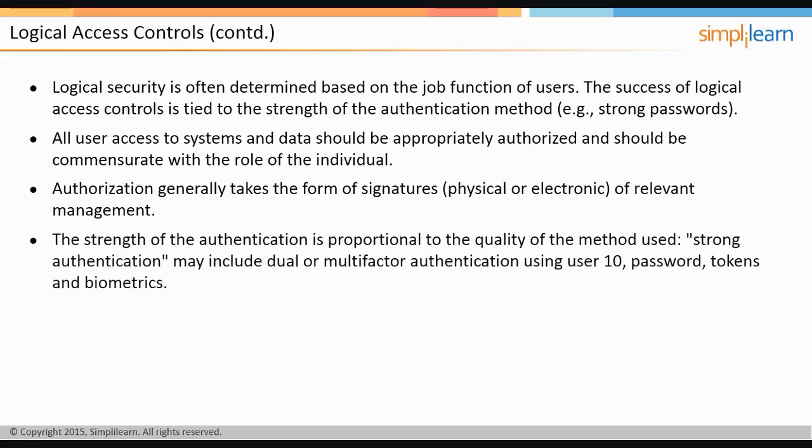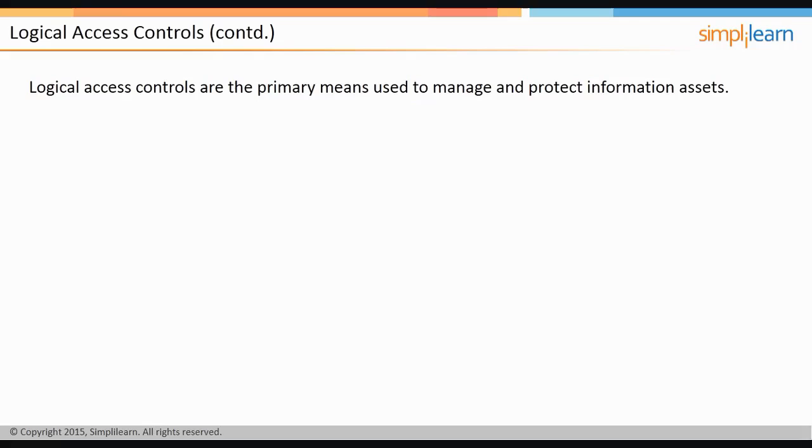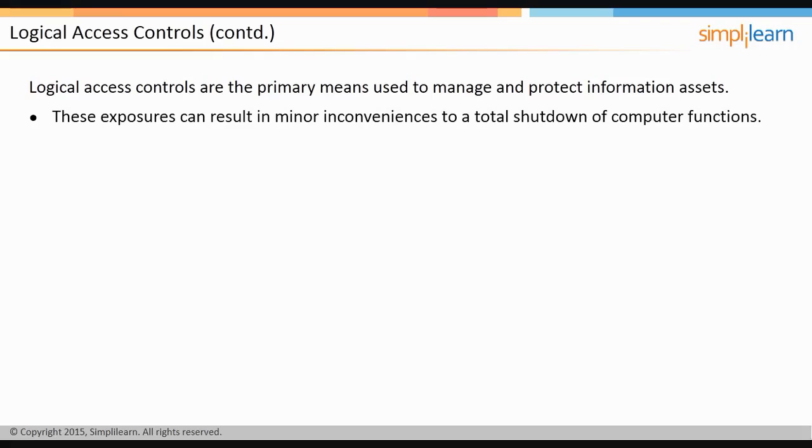The strength of the authentication is proportional to the quality of the method used. Strong authentication may include dual or multi-factor authentication using user ID, password, tokens, and biometrics. The main areas covered here are logical access. Logical access controls are the primary means used to manage and protect information assets. These exposures can result in minor inconveniences to a total shutdown of computer functions.